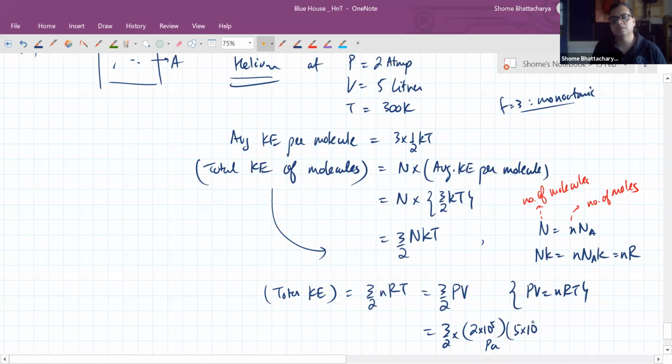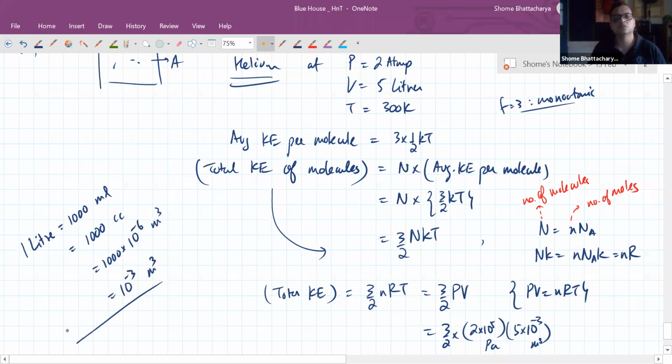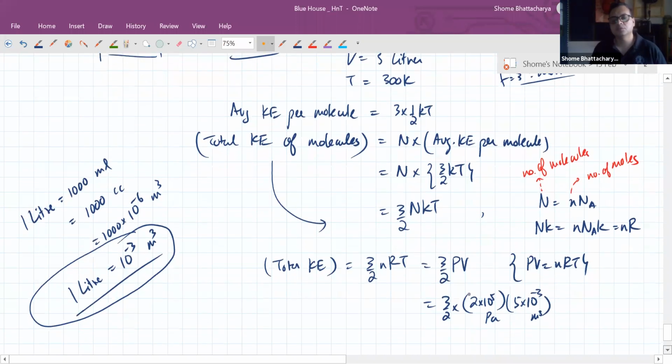So 5 into 10 raised power minus 3 meter cube, because 1 liter is equal to 1000 milliliter, which is 1000 cubic centimeter, which is 10 raised power minus 3. We had done this in a numerical last time also. So you should remember this conversion, that 1 liter is equivalent to 1000th of a meter cube. So 5 liters becomes this. So this becomes very simple.